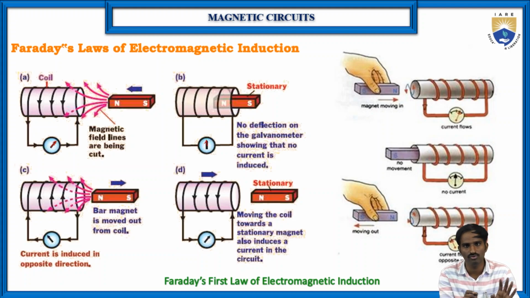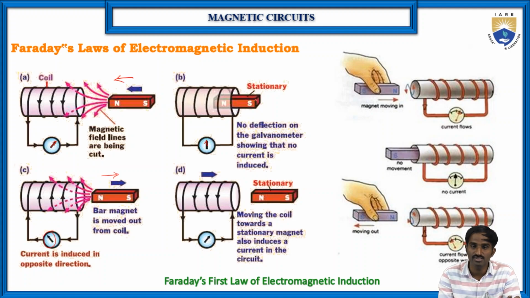Because if you are moving the magnet, then only the magnetic flux will change with respect to time. Otherwise, there is no change in the magnetic field, or no varying magnetic field. According to Faraday's first law, when a coil is placed in a changing or varying magnetic field, then only is the EMF induced in that coil. Otherwise, there is no EMF induced, and so no current flowing through that coil. So whether you are moving the magnet towards the coil or away from the coil, an EMF is induced in that coil, and because of that the current flows through it.